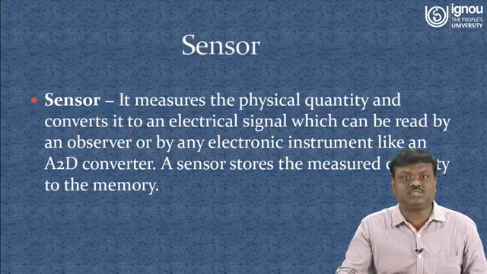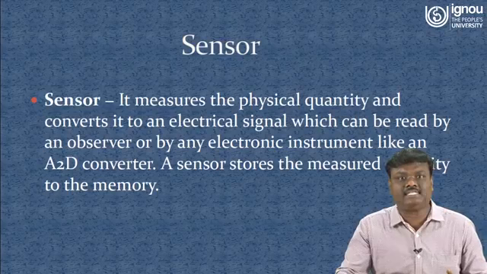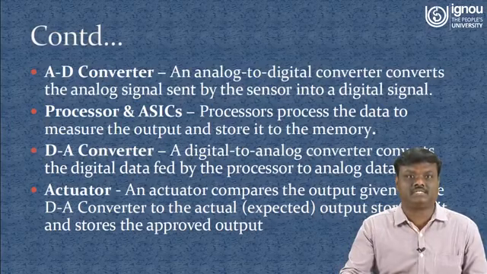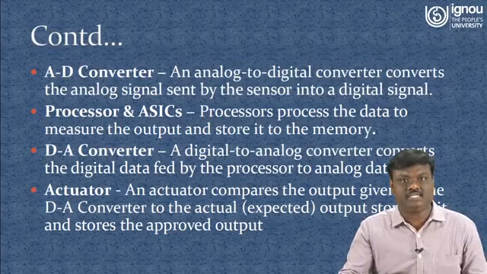So a sensor stores the measured quantity to the memory. You can see another component that we are talking about is the memory, and the sensor is continuously storing these measured quantities to the memory. Next thing is the analog to digital converter. An analog to digital converter converts the analog signal sent by the sensor into the digital format.